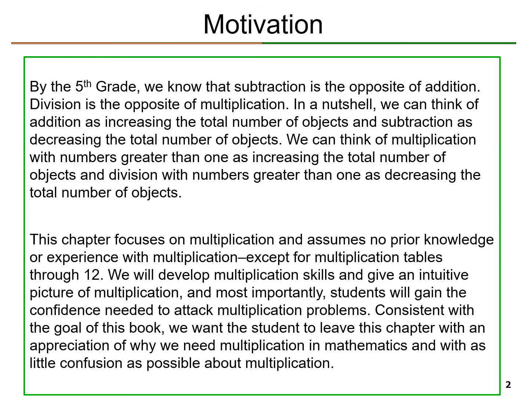The motivation: by the fifth grade, we know that subtraction is the opposite of addition. We know that division is the opposite of multiplication. In a nutshell, we can think of addition as increasing the total number of objects and subtraction as decreasing the total number of objects. We can think of multiplication with numbers greater than 1 as increasing the total number of objects, and we can think of division with numbers greater than 1 as decreasing the number of objects.